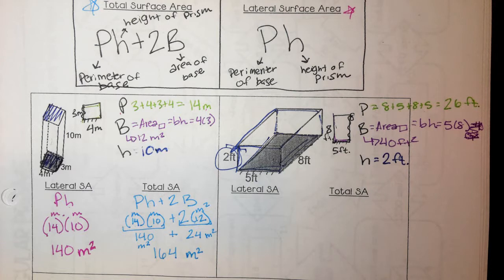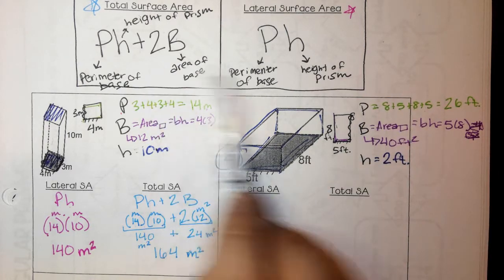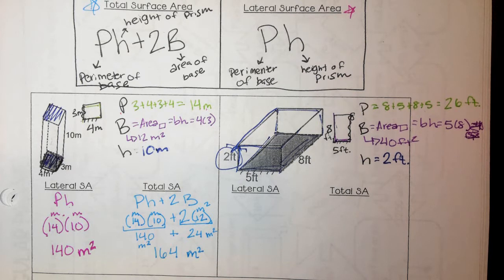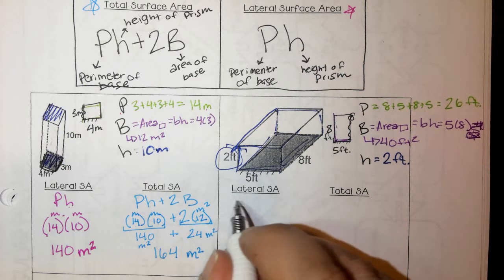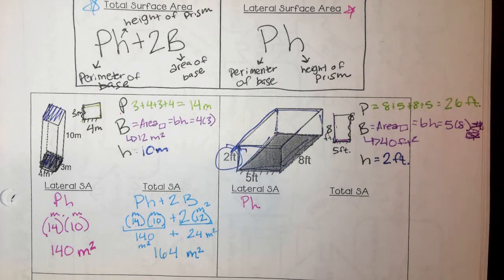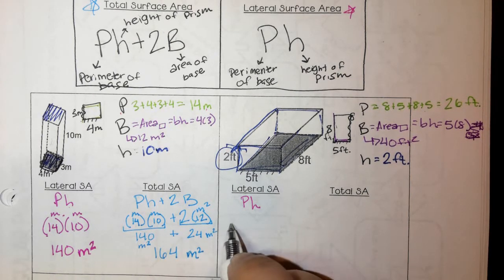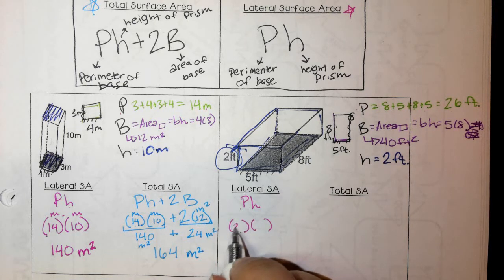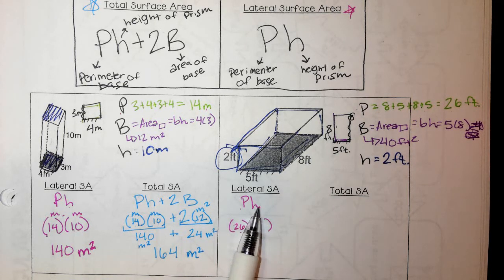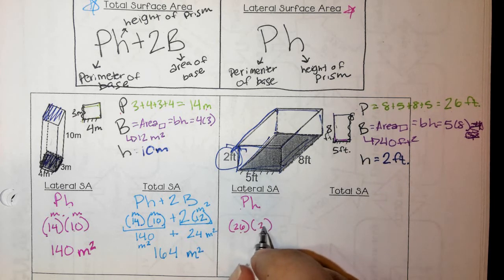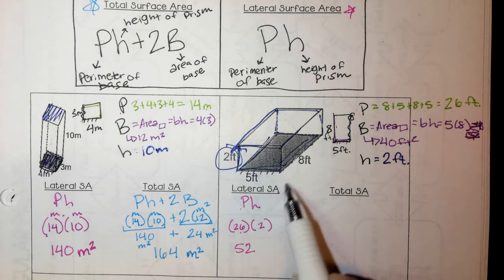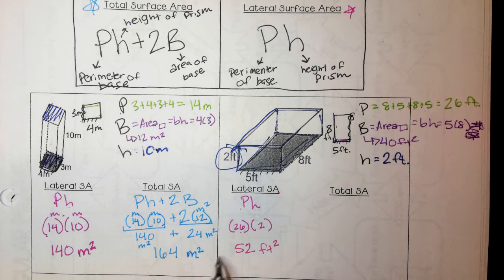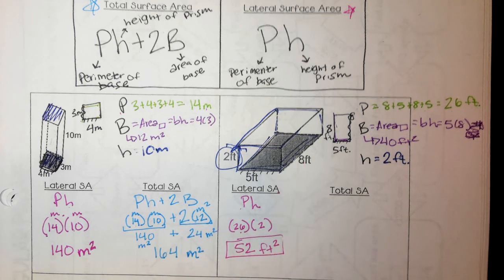And now that I have P, B, and H, we are all set up to use the total and lateral surface area formulas. First, we'll find the lateral surface area, which is using a formula just pH, the perimeter of the base times the height of the prism. Putting a bubble everywhere I see a variable. This bubble is in place of P, and P is 26. This bubble is in place of H, and H is 2. And 26 times 2 is 52. This is a type of area, so our feet are squared. 52 feet squared is the lateral surface area.